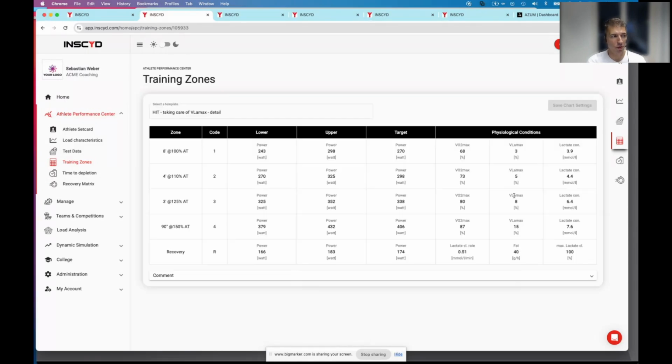It fits to everything we said before. It is significantly above threshold. Okay, it will drive VO2 towards VO2 max because it's above threshold, but it will keep his VLamax utilization in check. Okay, now let's have a look at the runner.